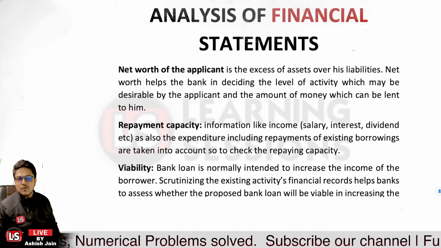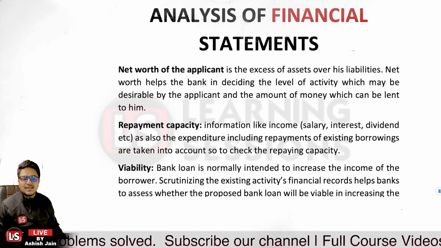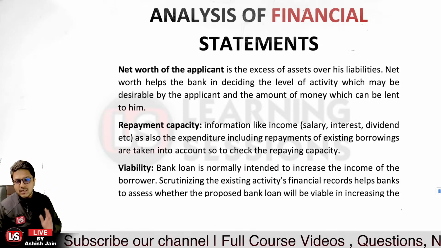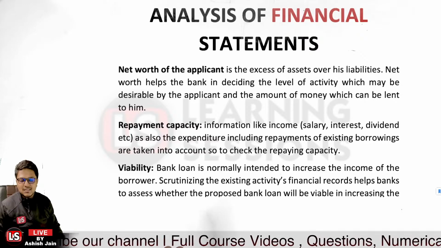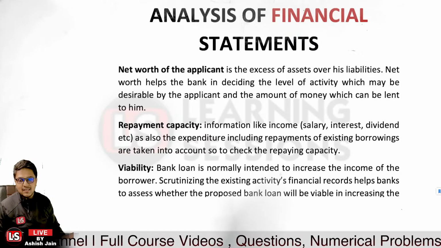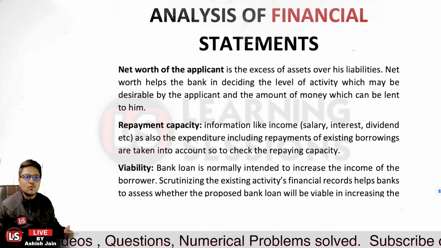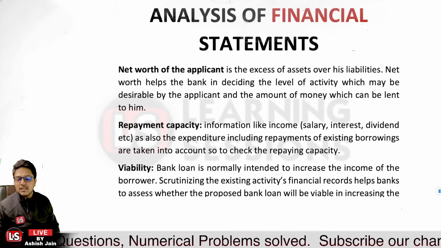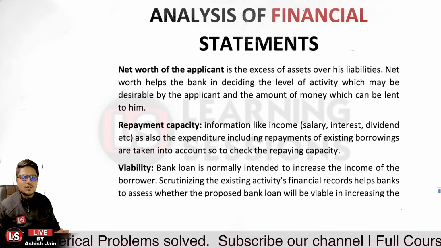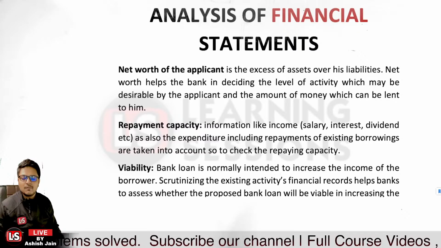Now, first of all, what is net worth? Net worth of the applicant is the excess of the assets over the liabilities. So when your total assets are greater than the liabilities, that is the net worth. Net worth basically helps the bank decide the level of activity that it is going to finance. Whatever level of activity is desired by the applicant, the amount that can be lent to the person can be ascertained by checking the net worth of the applicant.